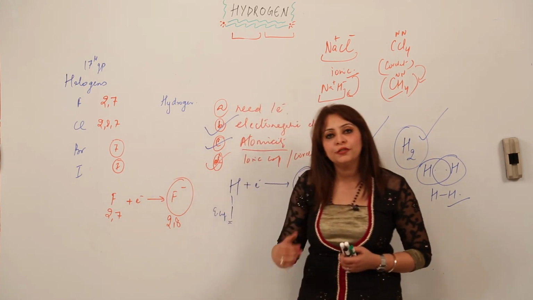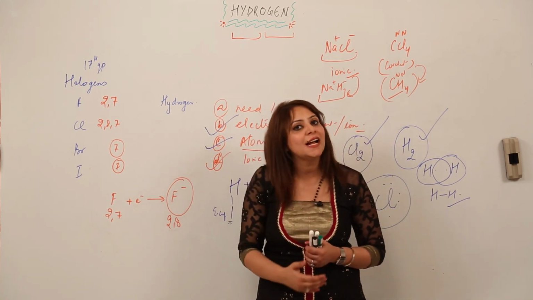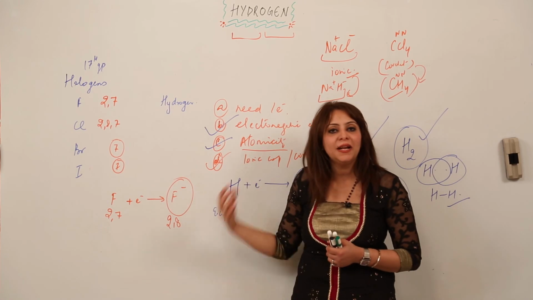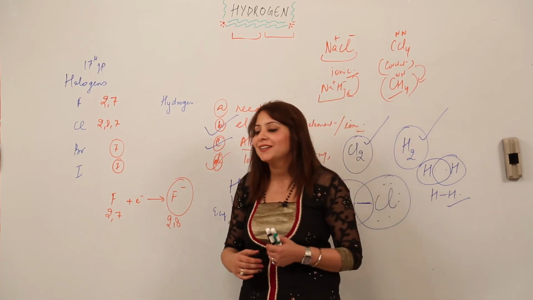I think the position of hydrogen is justified now, and the similarities of hydrogen with alkali metals and halogens as well is justified, and you know what similarities they have, and I have also shown you with the example. So just don't forget it, right.